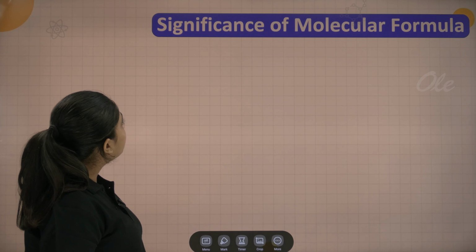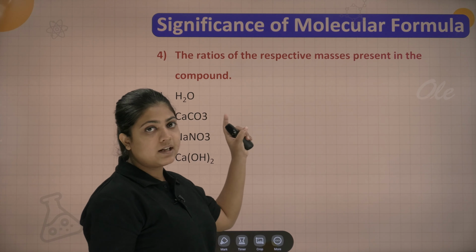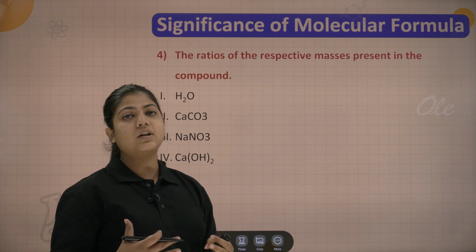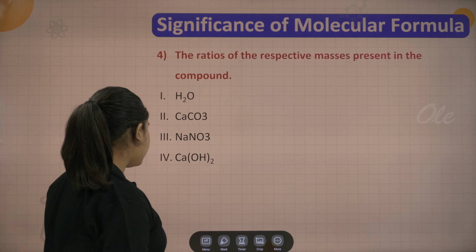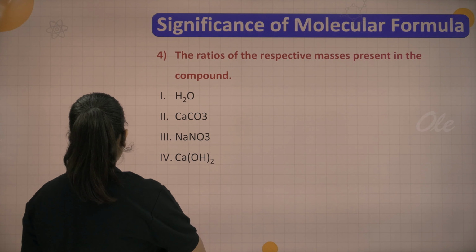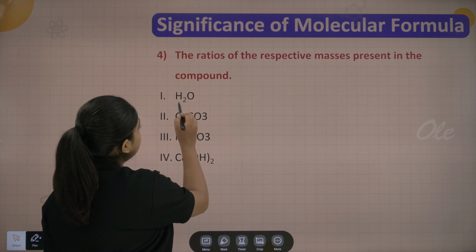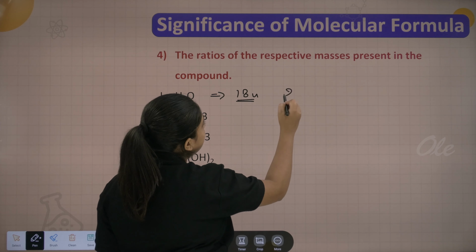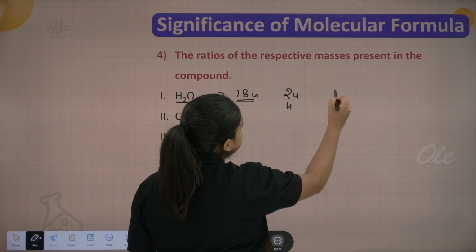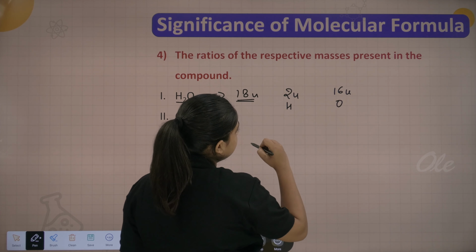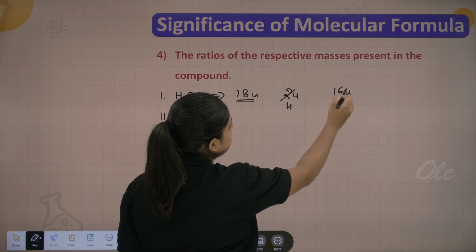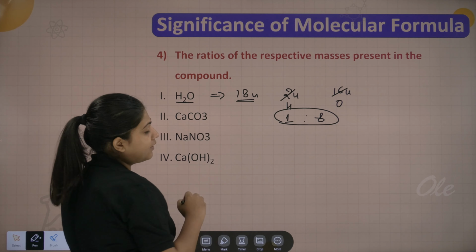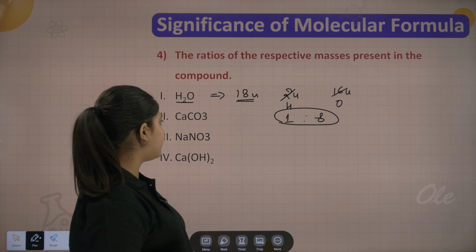Okay. Now, if I talk about the fourth and the last one, that is ratios of the respective masses present in the compound. You can also get the ratios of the respective masses. For example, we have calculated the masses. So, you know that water has 18 U. That means out of that 2 U is hydrogen and 16 U is oxygen, isn't it? So, if you simplify this, you will get 1 and 8. So, the ratio by mass of hydrogen to oxygen in water is 1:8.